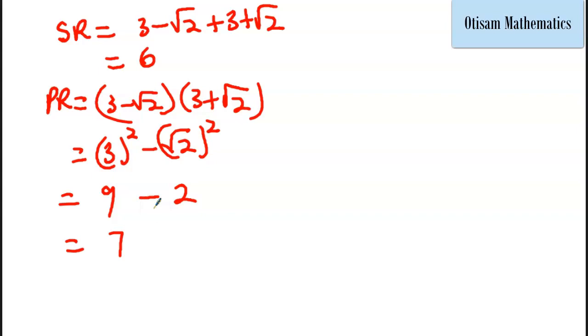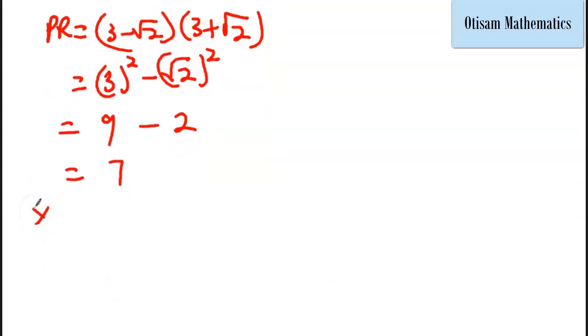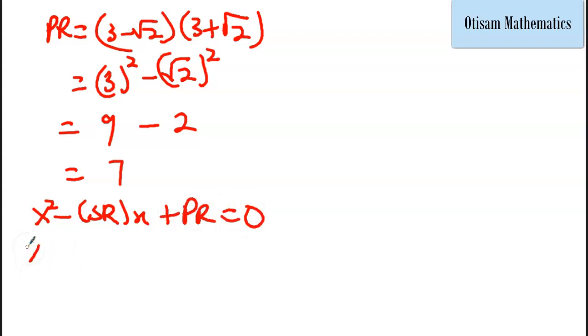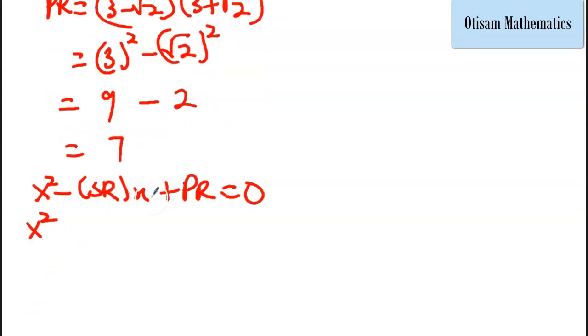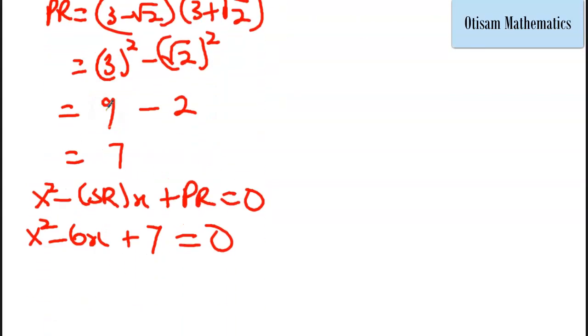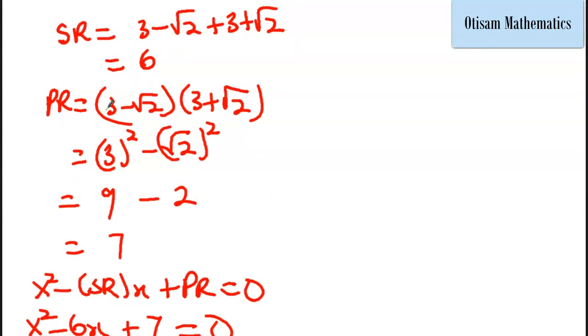Okay, so we can substitute them and then form our equation. So x squared minus sum of roots x plus product of roots equal to 0. So we just substitute the values. So x squared, what is the sum of roots? What do you get for sum of roots? 6. So minus 6x plus 7 is equal to 0. So that is our answer.